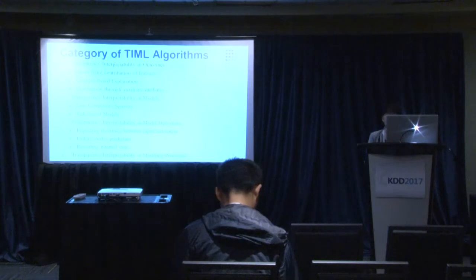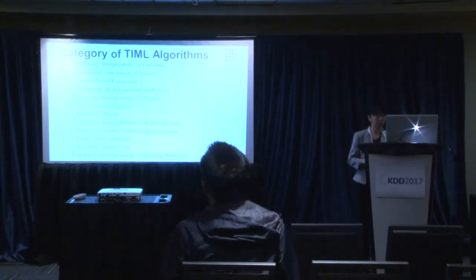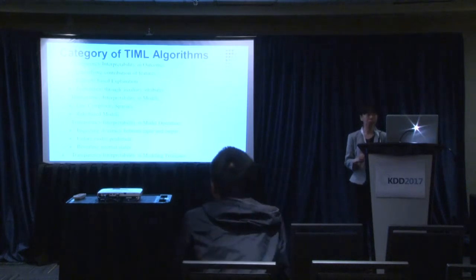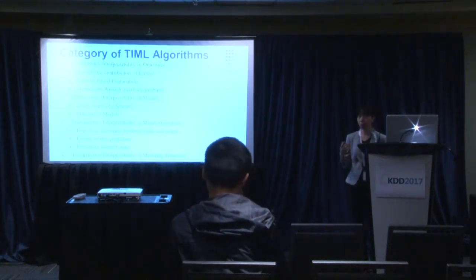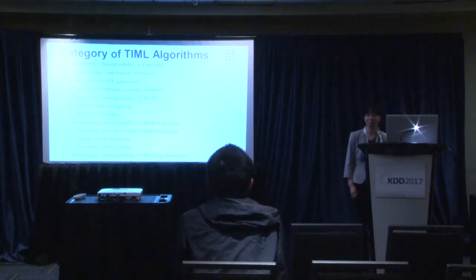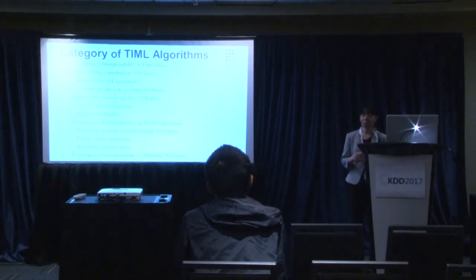For the categories of TML algorithms, we also divide them into four categories based on the second dimension of TML. That is, what type of transparency or interpretability we are trying to achieve. We may want to achieve transparency or interpretability in outcomes, in models, in model operations, or in modeling processes. In the following, I will present those algorithms in these categories one by one.